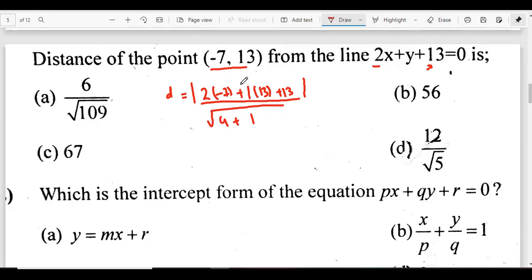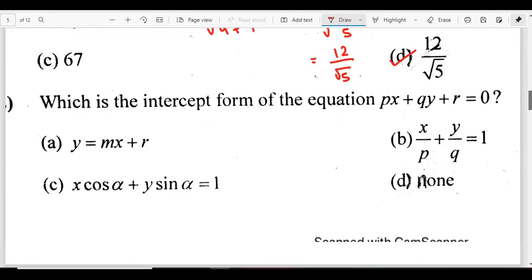In the numerator we have minus, divided by, and in the denominator is going to give me 12 by under root 5. So the answer is D. So this was again simple, but you only need to learn this formula and you are good to go. All right. Okay, let's talk about some more questions now.